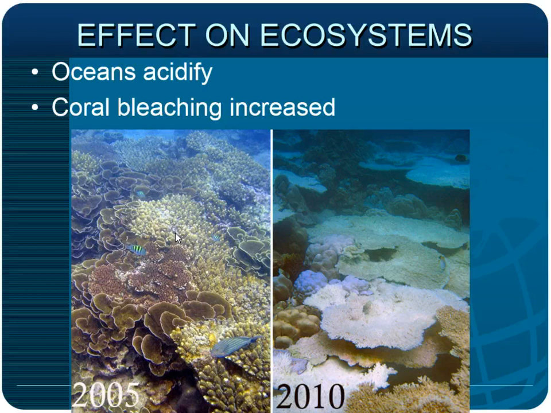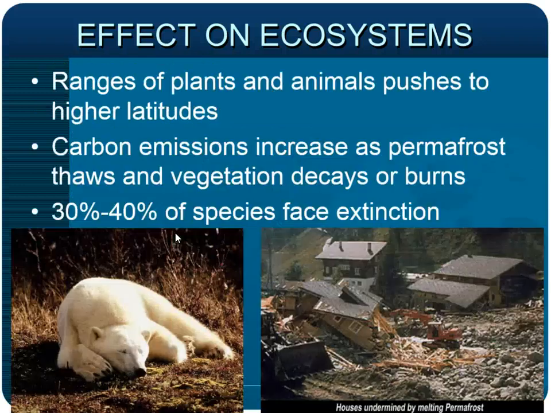Okay, so what else? The oceans are going to acidify, right? And that's going to increase coral bleaching, which is the killing of coral. Remember, CO2 forms carbonic acid in water. As the ocean keeps absorbing more and more CO2, it gets more and more acidic. Now, ranges of plants and animals, they're going to be pushed into higher latitudes, but we're also going to lose the permafrost. That's going to thaw, vegetation is going to decay. That vegetation is going to emit methane and CO2 into the atmosphere, so the thawing of the permafrost actually is going to increase global climate change. And this is going to really cause problems for possibly 30 to 40 species, right?